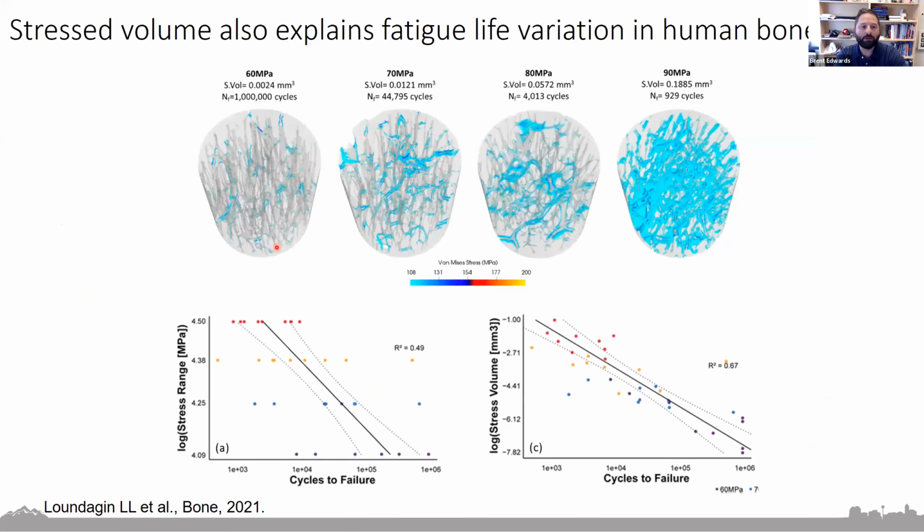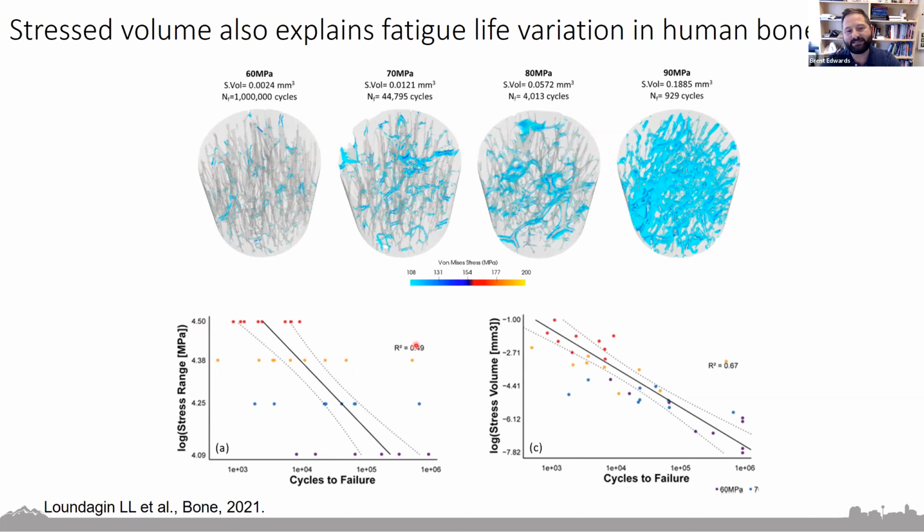We followed that up later in a study using human cadaveric bone. So now you're looking at bone from the femurs and the tibias of humans, where we've cored out samples and done basically the exact same thing that you saw with the bovine study. We loaded these samples at four different stress levels: 90 megapascals, this is log stress range, 80 megapascals, 70 and 60. Of course, when we look at it as a function of stress, we see a considerable amount of scatter, which is similar to that figure I showed you early on.